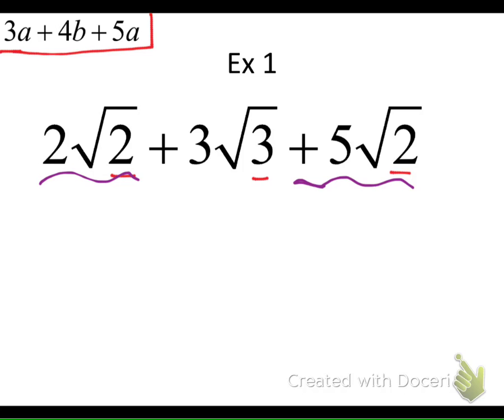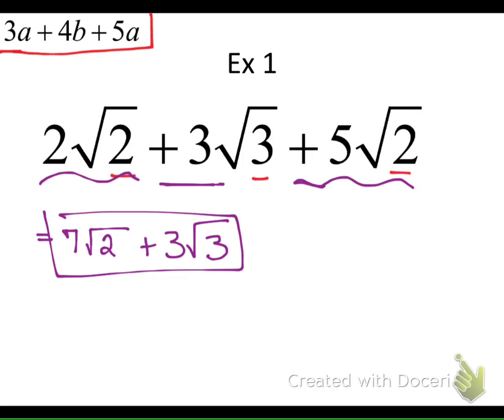What that means is you're going to add your coefficients. So your outside number. So you're going to take 2 plus 5 and get? 7. So 7 square root, your radicand does not change. It stays a 2. Okay? Then, what am I left with that didn't have a like term? 3 square root 3. And that's your final answer.